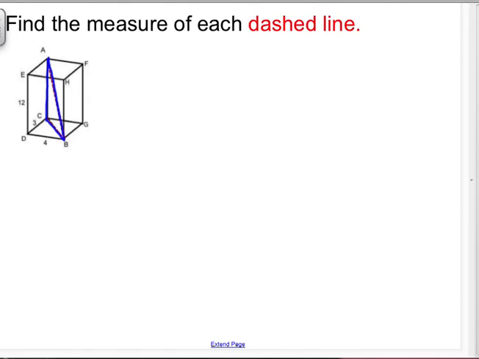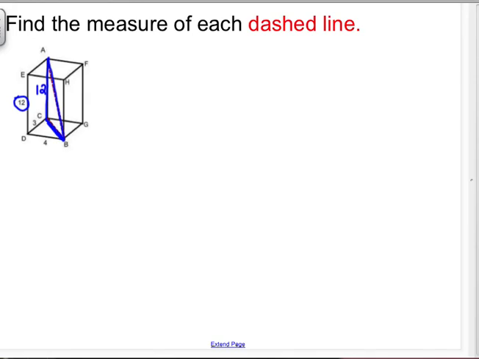Now, we need to figure out some measurements here. And this is kind of a tricky problem because it's actually two problems in one. You know the height from A to C is 12. That's kind of hiding right there. So I know that is 12. But I don't know the measurement from C to B. I do not know this piece right here.